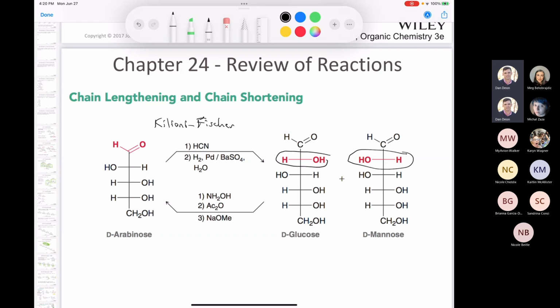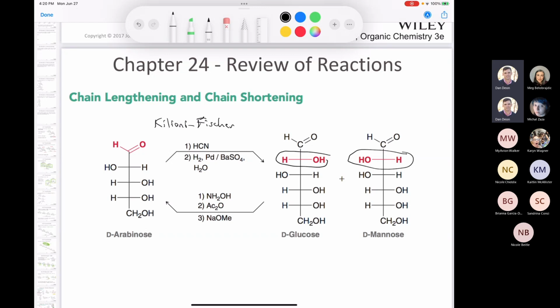Does anybody know what you call it when you have 2 carbohydrates that differ at only 1 chiral center? They are diastereomers, but there's a special word that we use for it when they differ at the chirality of 1 chiral center. It's a word that starts with the letter E. Yeah, exactly. They're epimers of each other. Exactly. So D-glucose and D-mannose would be epimers of each other.